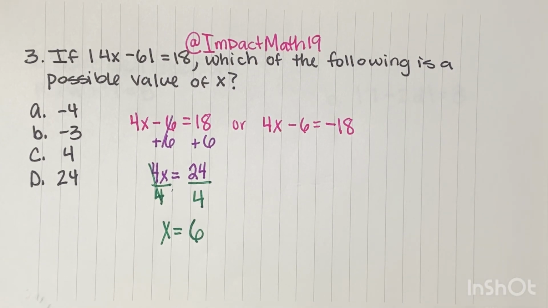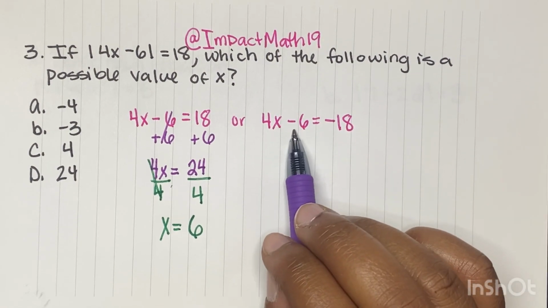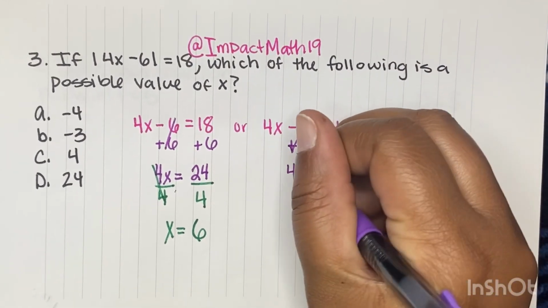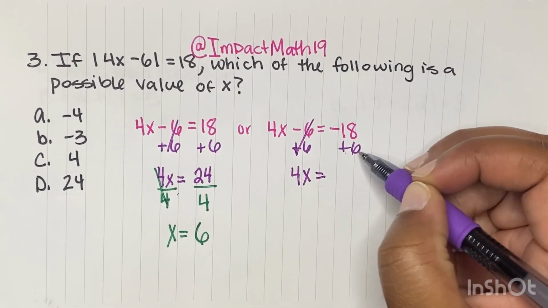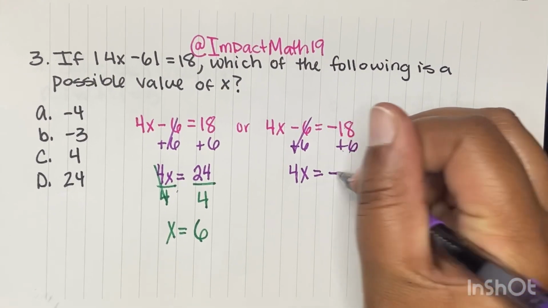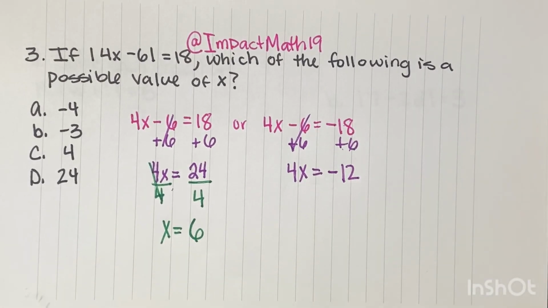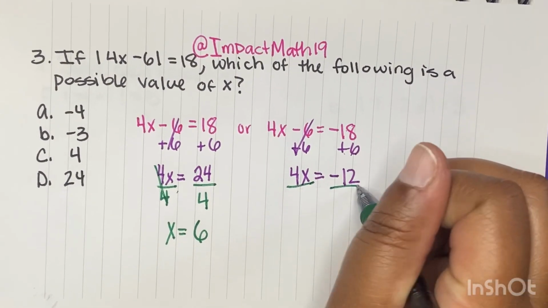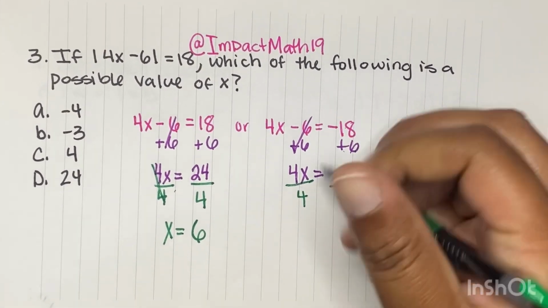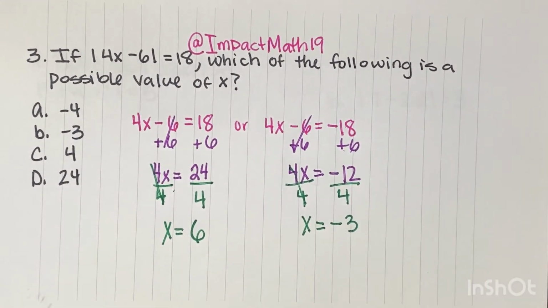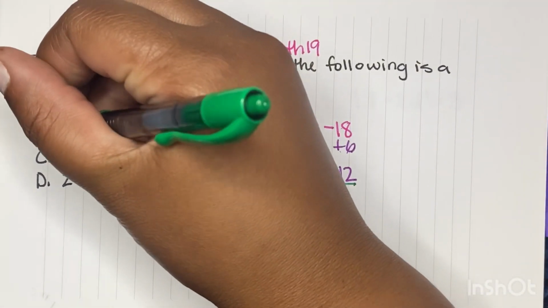First thing we're going to do is get rid of this negative 6 by adding 6 to both sides. Be careful here because negative 18 plus 6: if somebody owes you $18 and they paid you 6, they're still going to owe you $12. Again, we have to do the opposite of multiplication here, so we divide by 4 on both sides. This cancels, and we get x equals negative 3. So one of the possible values for this equation would be B.